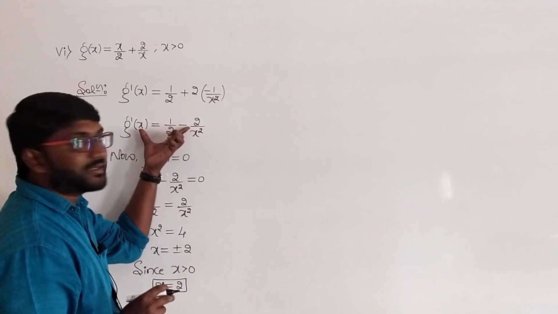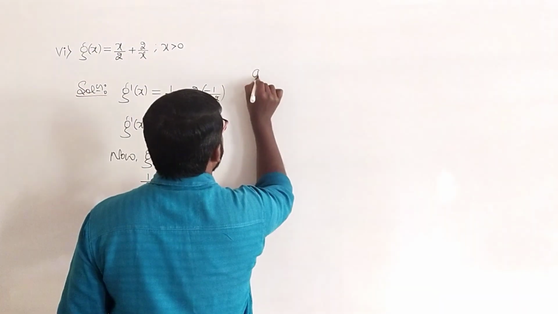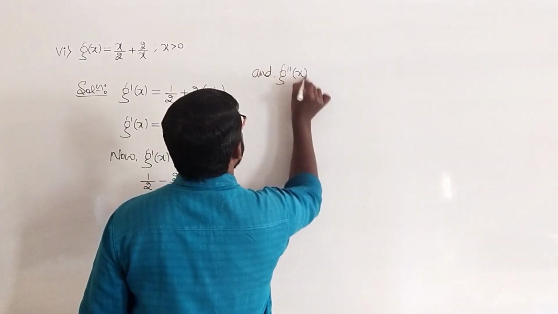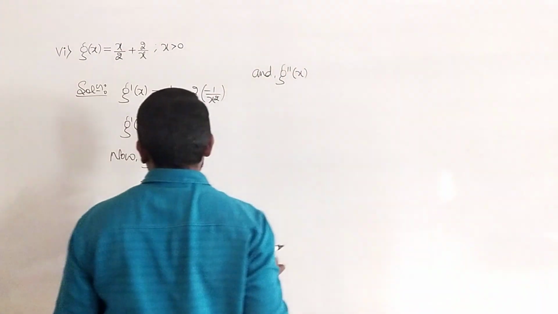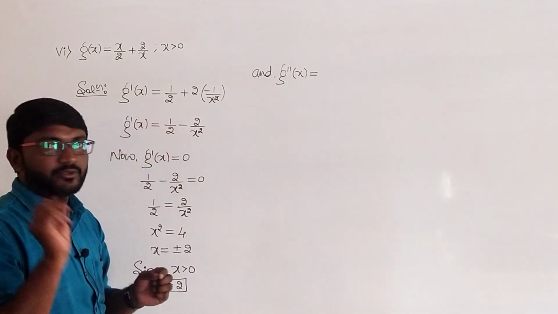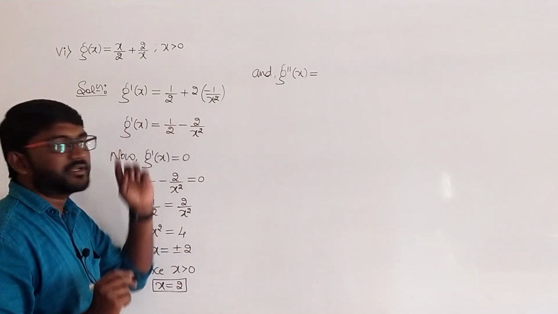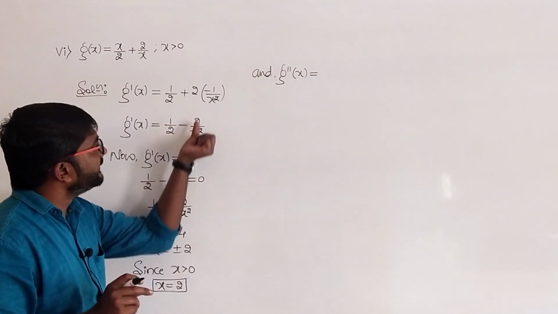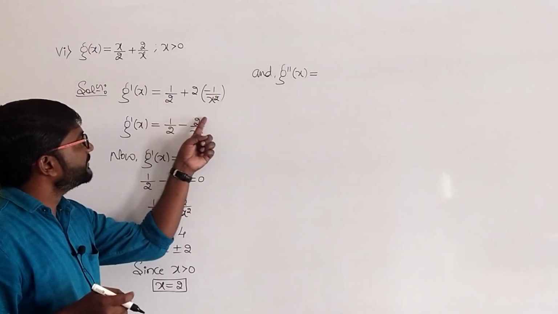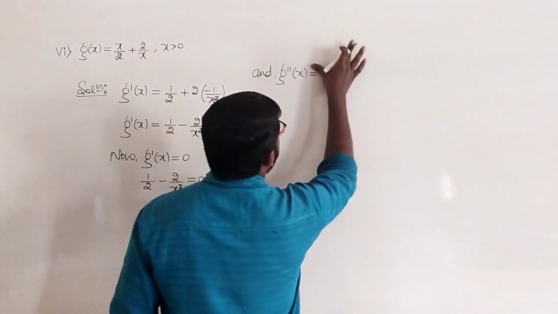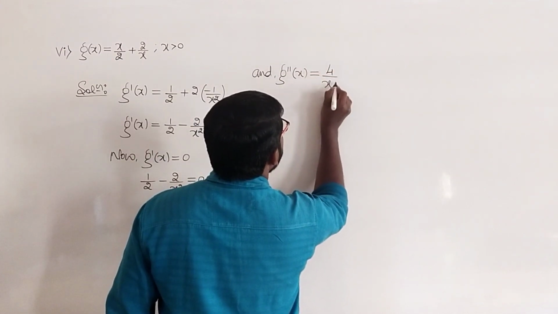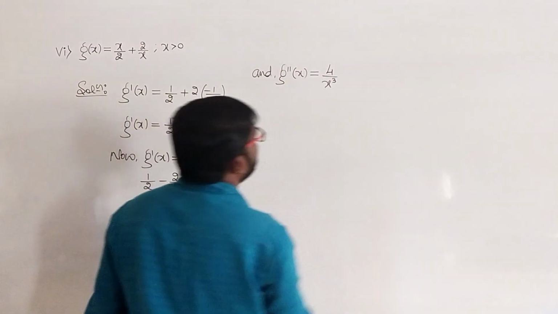So differentiate this once again with respect to x, and g double dash of x, which is equals to, so here derivative of 1 by 2 will be 0, then minus, write it as it is, and 2 is also constant. So we should write minus 2 as it is, and then derivative of 1 by x square will be minus 2 by x cube. Minus into minus it becomes plus, 2 into 2 it is 4. Overall you get 4 by x cube. So this is the second order derivative.